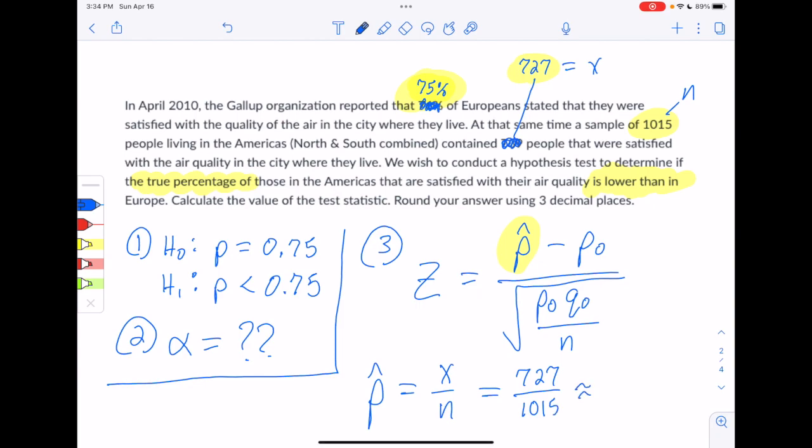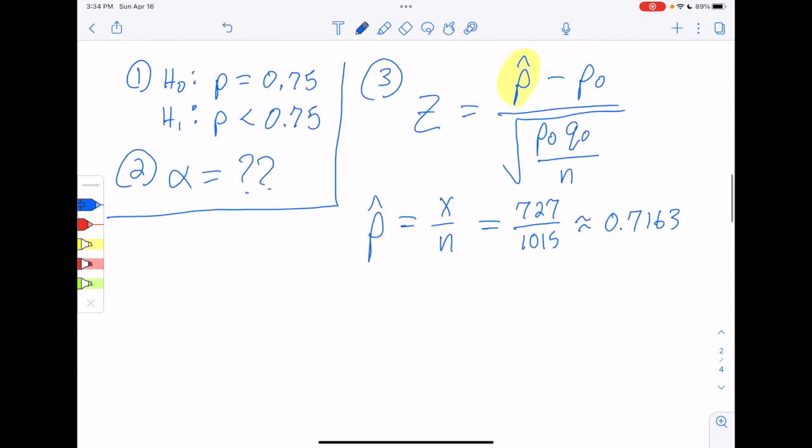And we can go to the calculator and do that division. And when we round it to 4 decimal places, we get 0.7163. So there's our sample proportion p hat. And now we can get to work on the full test statistic.